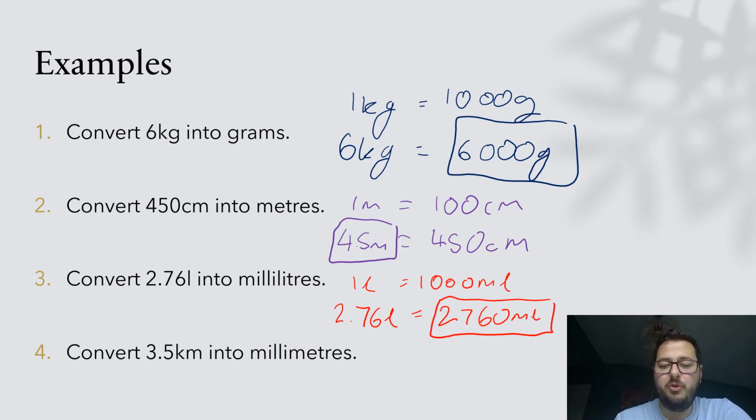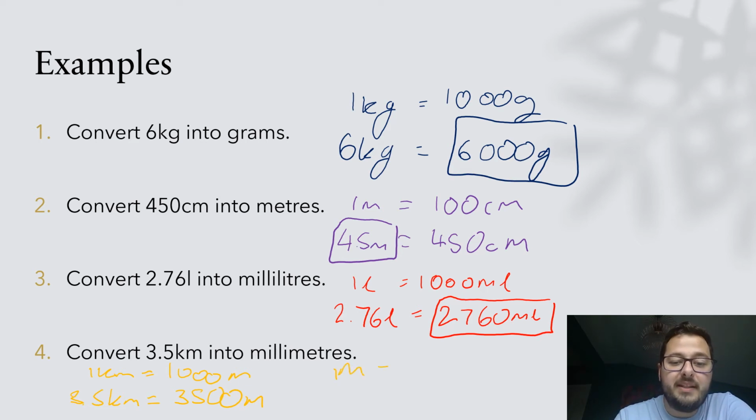Alright, and then number 4, so a bit more complicated. We've got 3.5 kilometres into millimetres. Okay, well let's turn it into metres first. So we know that 1 kilometre is 1000 metres. So 3.5 kilometres is going to be 3,500 metres. And then we want to turn that into millimetres. So again, we know that 1 metre is 1000 millimetres. So 3,500 metres is going to be, well, we want to times that by 1000, so that's going to be 3,500,000 millimetres. Okay, so we've just done 2 conversions there.